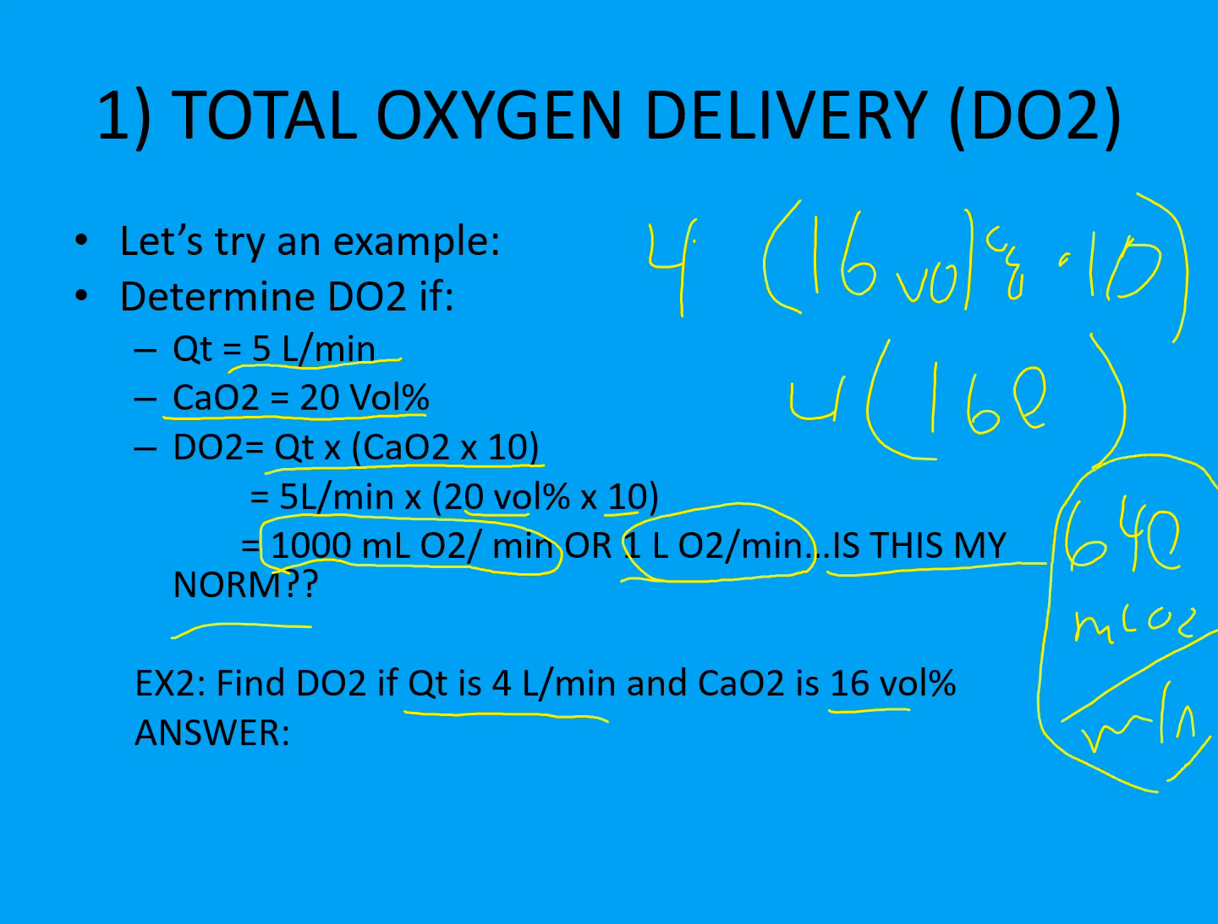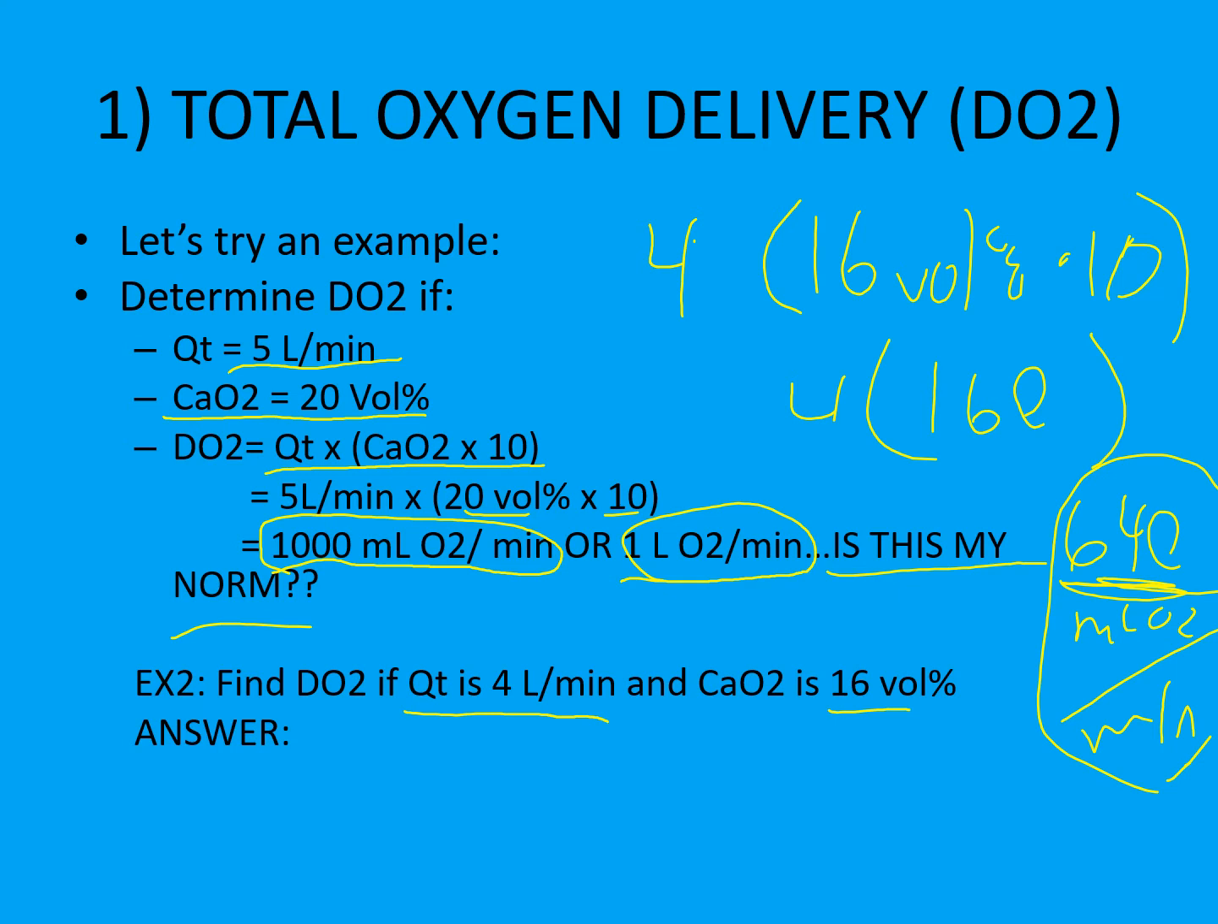Which tells you what happened to this patient's delivery of oxygen when their cardiac output and their CaO2 decreased. Well, it decreased as well. We're only delivering 640 mLs of O2 per minute compared to 1,000 mLs of O2 per minute. So you see that this patient's ability to deliver oxygen decreased if their cardiac output dropped as well as their CaO2. Well, cardiac output is still within normal limits.